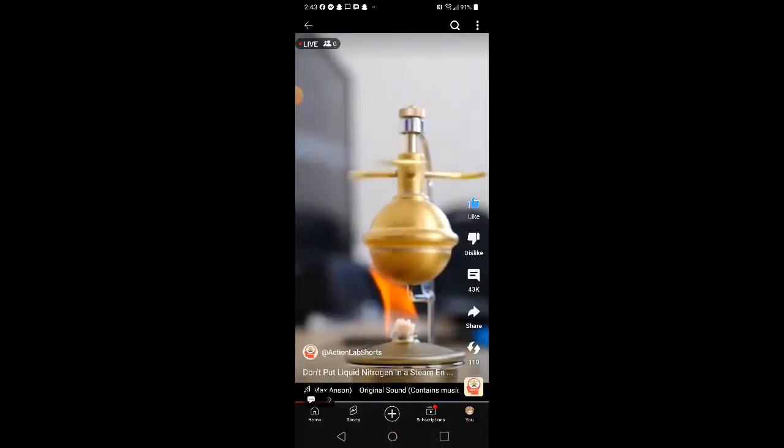There it goes. You heat up the bulb full of water, and the water steam shoots out the spouts that are all aimed in the same direction. But what happens if you put liquid nitrogen in it instead of water? Okay.